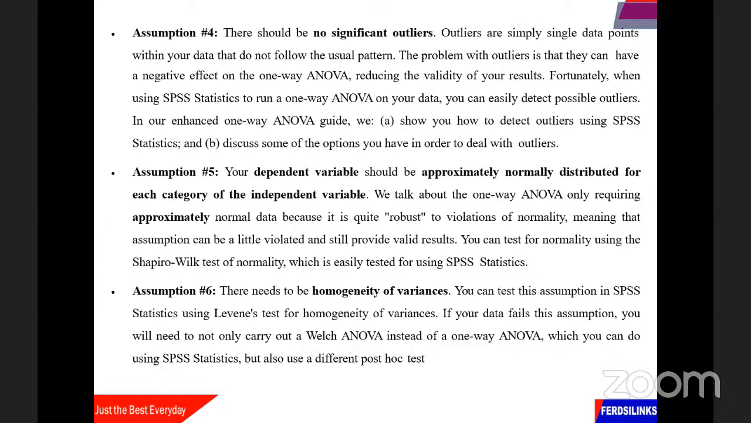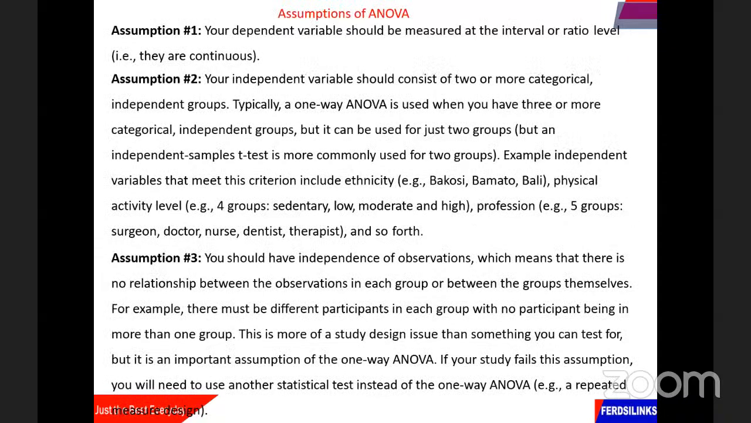So one of the assumptions we have said: first, the dependent variable is continuous, and the independent variable has more than two categories. The third assumption is that you should have independence of observation, right? We did not see this assumption when we were dealing with the paired sample.